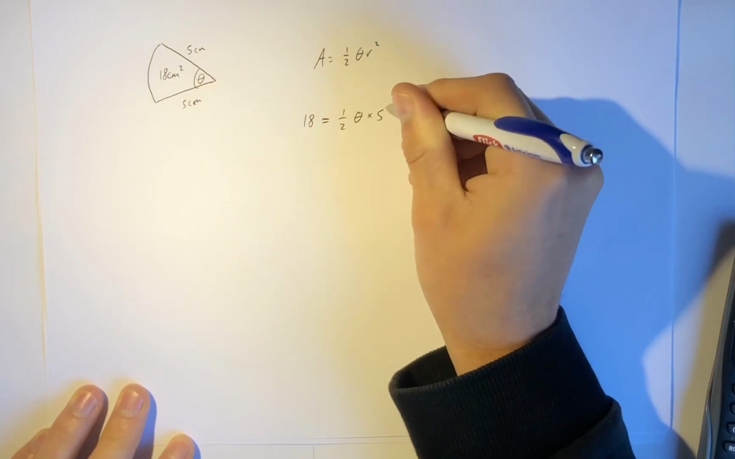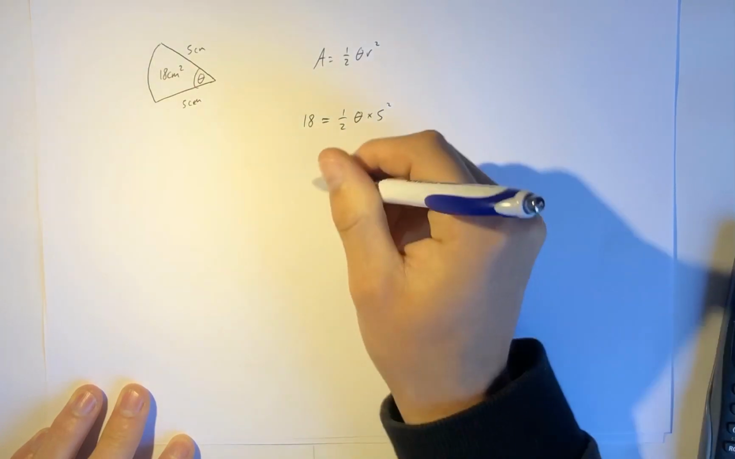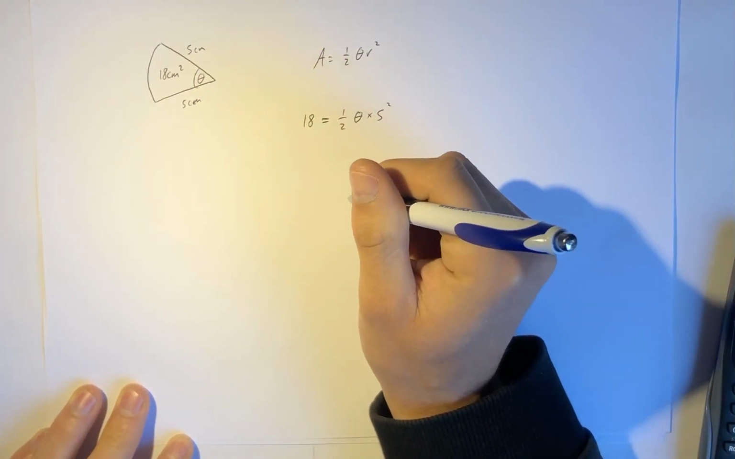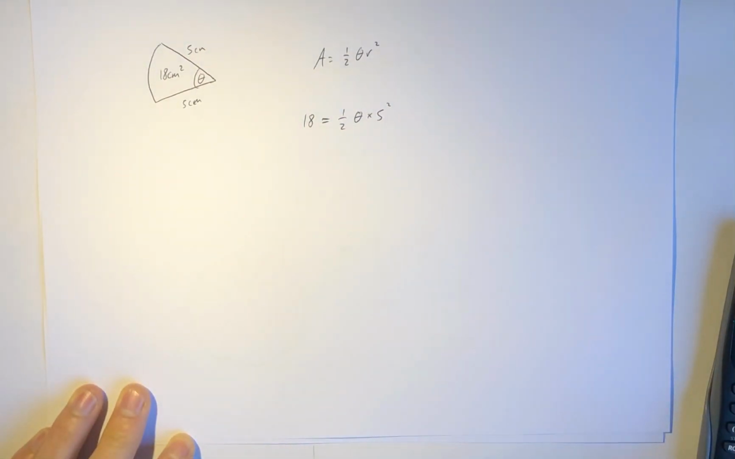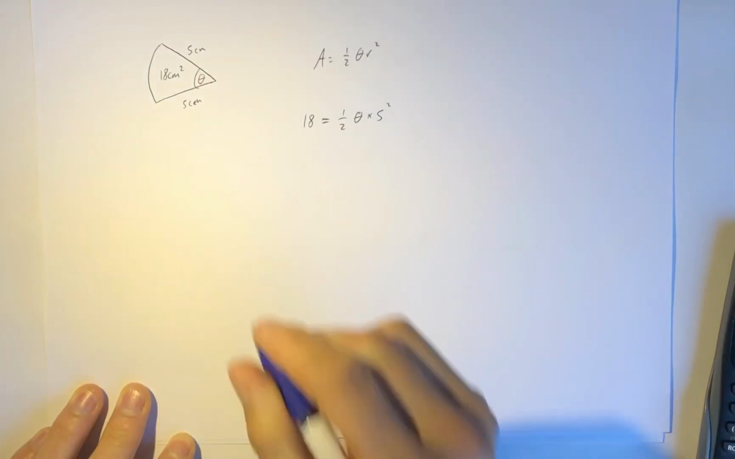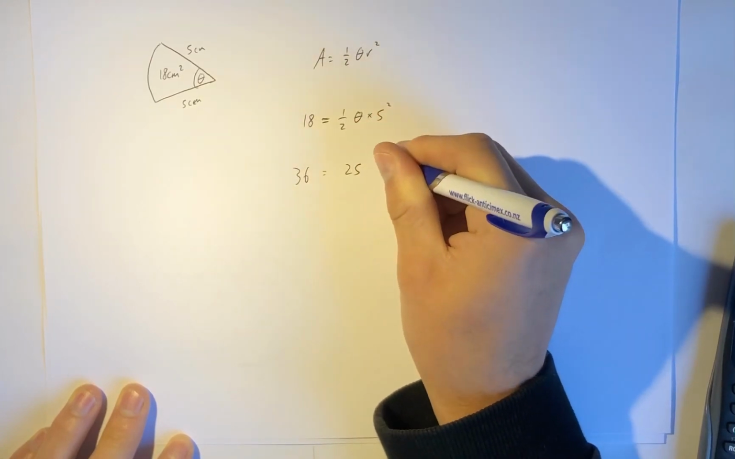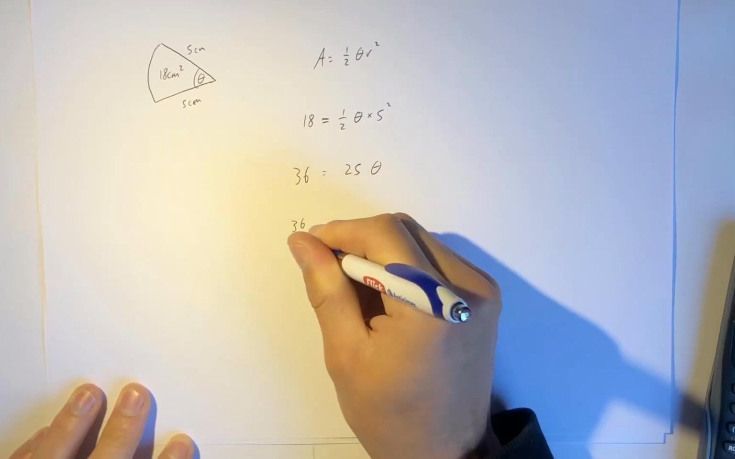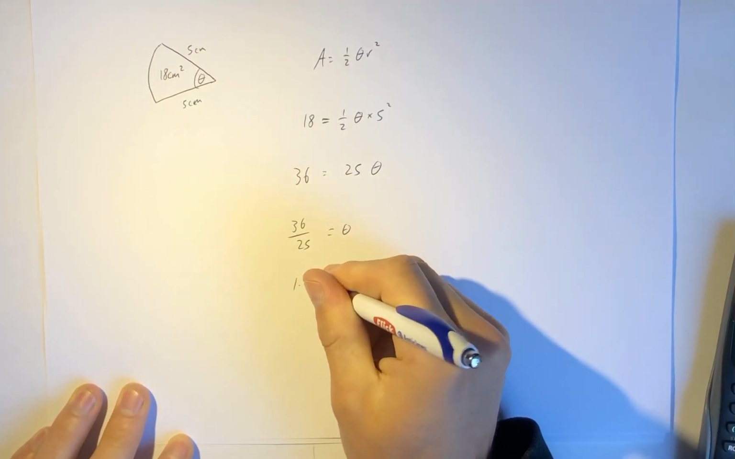18 is a half of theta times 5 squared. So to get rid of the half, we'd double both sides, because 2 halves is a whole. So we could call this 2 lots of 18. What's that? It's 36, isn't it? 2 lots of 18. 36 equals 25 theta, and then we're going to divide by 25. So 36 over 25 is theta, 1.44.